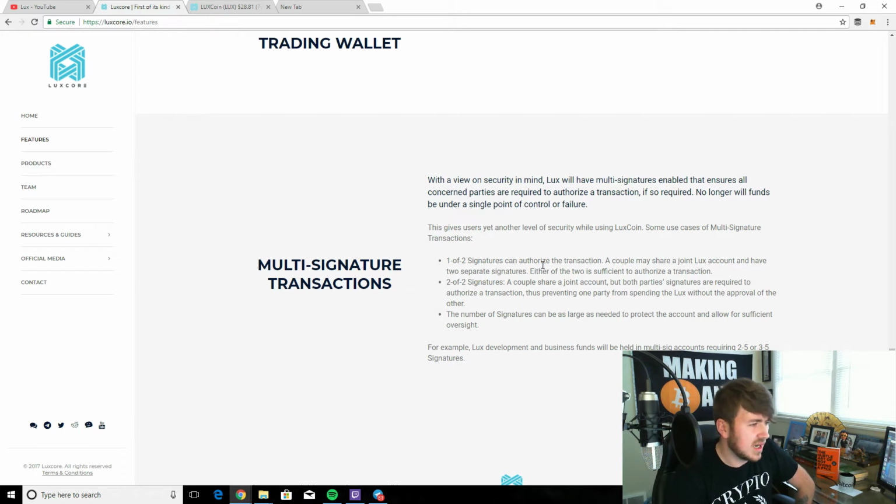1 of 2 signatures can authorize the transaction. A couple may share a joint Lux account and have 2 separate signatures. Either of the 2 is sufficient to authorize a transaction. So if you have a wife that spends all your money, and like when you're at work and whatever, or someone that's mooching, lucky me, I don't have a wife like that. I'm the big spender, so maybe she should use this for me, so I don't spend anything.